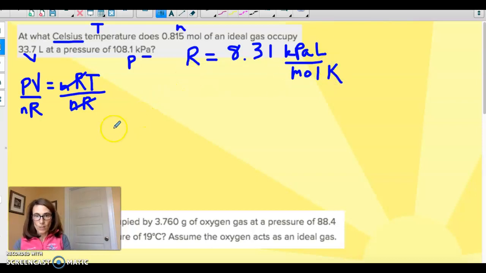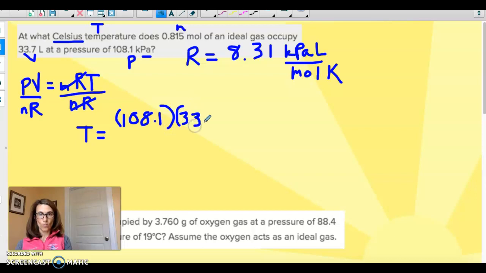Okay, so let's go ahead and plug into this equation. So we've already solved it for T, which will be easy. And then we have our pressure, which is 108.1. We have our volume, which is 33.7. We have our moles, which is 0.815. And then our R value, which is 8.31.